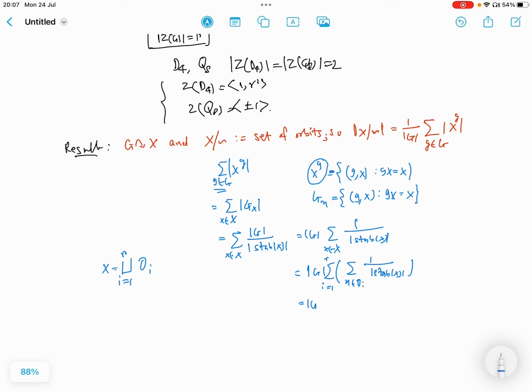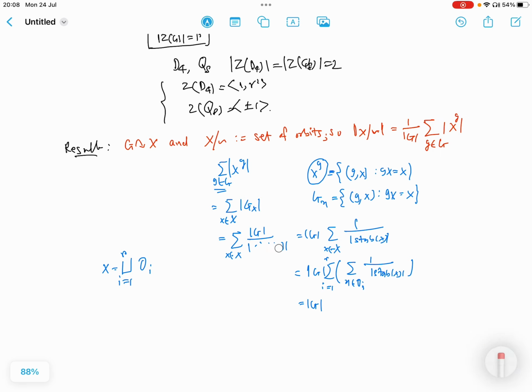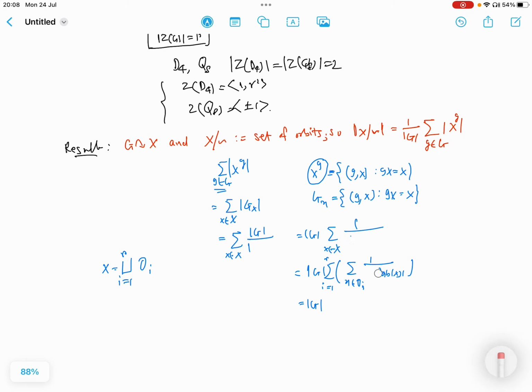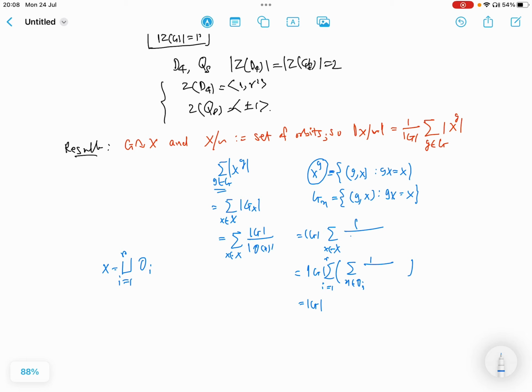So then what you get is, oh sorry, I made a blunder. This should be the orbit of x, because there you have the stabilizer of x. I beg your pardon, so this will be the orbit of x.